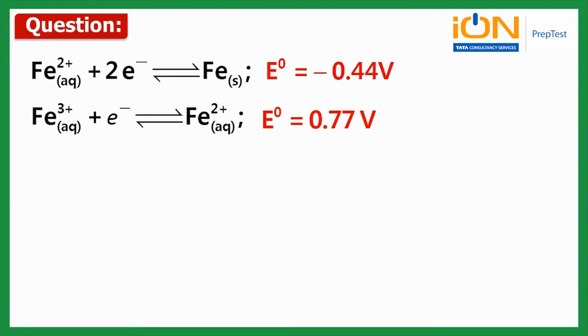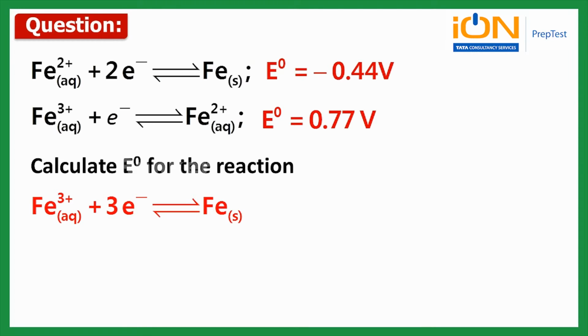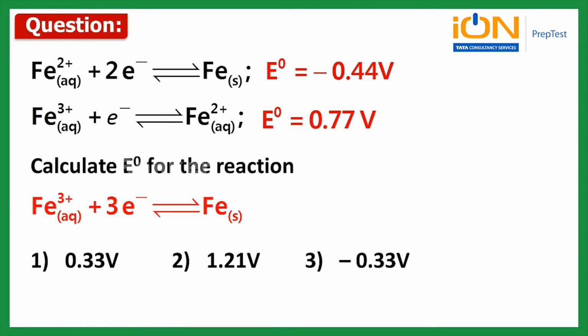Using these two values, we have to find out E0 for another electrode system, that is ferric to metallic Fe electrode, that is Fe3+ plus 3 electrons gives Fe. We need to find out E0 Fe3+ to Fe from the data. Now the four options given are, the first option is 0.33 volts, second option is 1.21 volts, third option is minus 0.33 volts, and the fourth option is minus 0.04 volts. Let's try to find out which is the correct option.